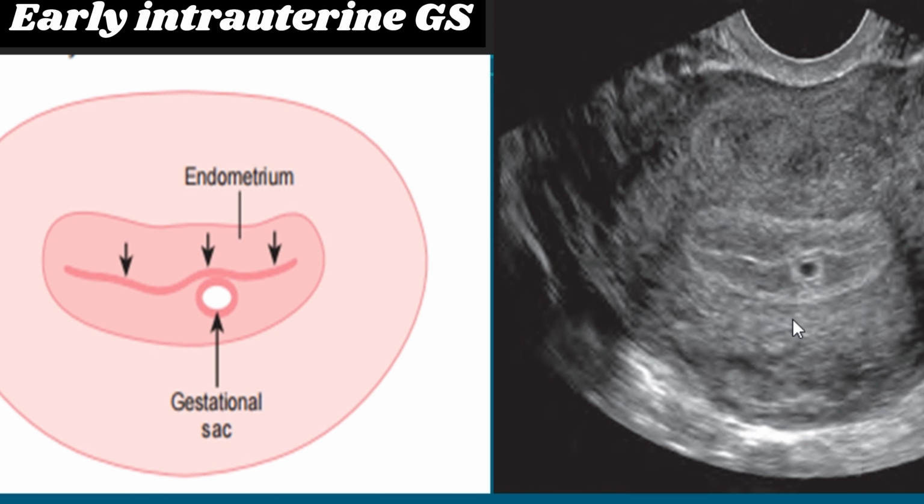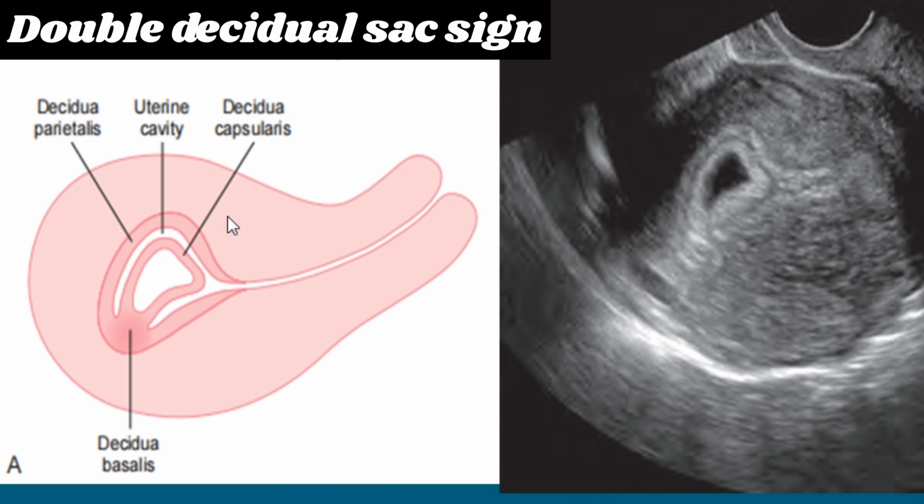This is the characteristic location of the gestational sac that is immediately adjacent to but disconnected from the uterine cavity. This appearance has been termed the intradecidual sign or intradecidual reaction. Now we will discuss the double decidual sac sign and the pseudogestational sac next.